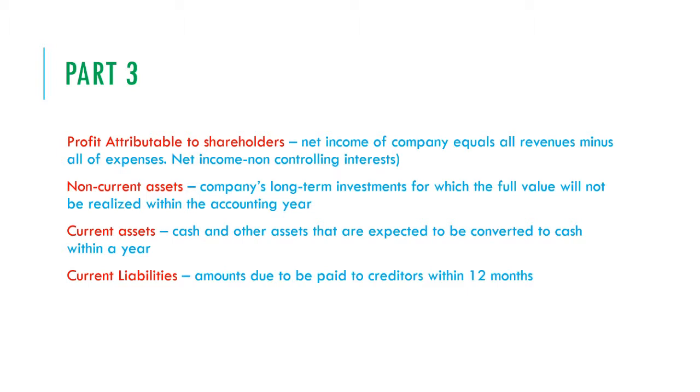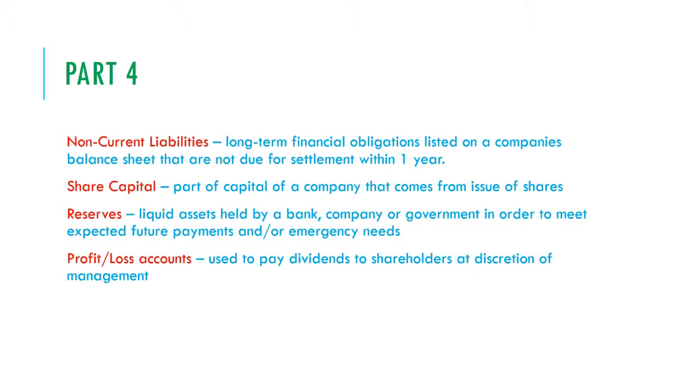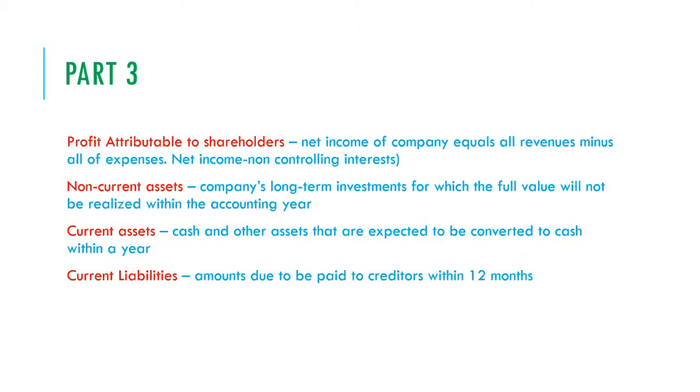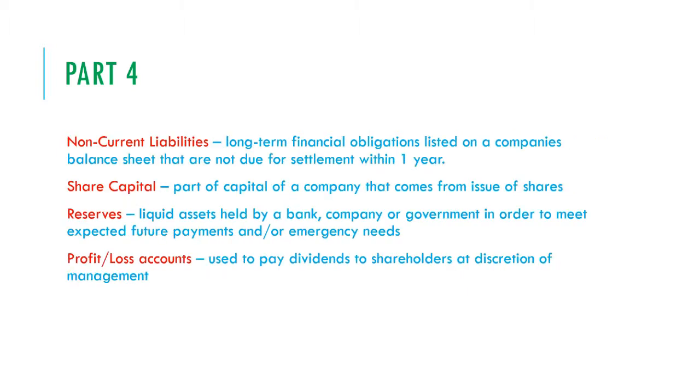Non-current assets are a company's long-term investments for which the full value will not be realised within the accounting year. Current assets is cash and all assets that are expected to be converted to cash within a year. Current liabilities are the amounts due to be paid to creditors within 12 months. Non-current liabilities are all the way around. They're long-term financial obligations that are listed on the company's balance sheet that are not due for settlement within a year. Current liabilities is what you do owe other people.